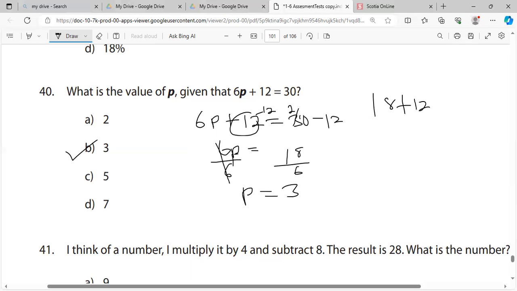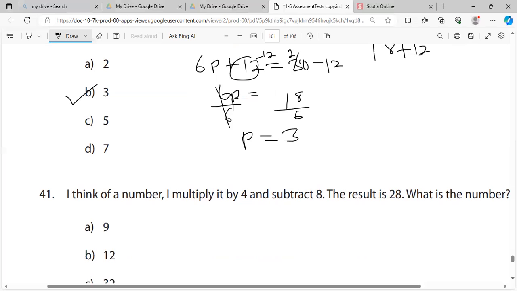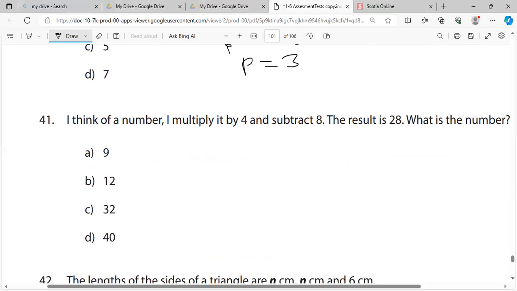Alright, let's move on to 41. I think of a number, multiply by 4, subtract 8, the result is 28. What is the number? I'm going to take it from the opposite. So we have 28. They say they subtract 8, so we're going to do the opposite, which is 28 plus 8.